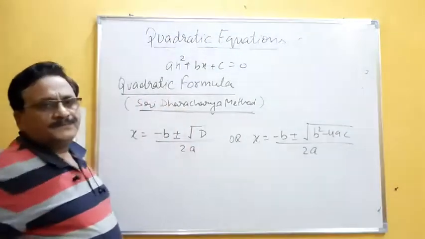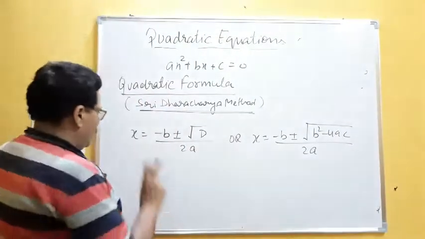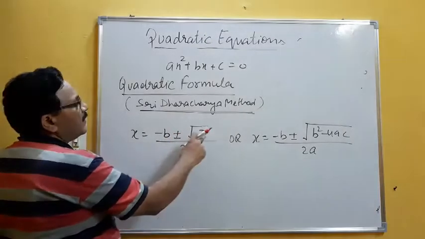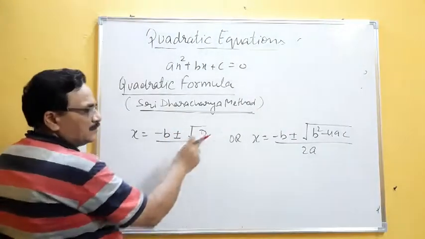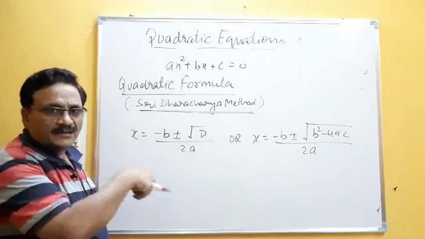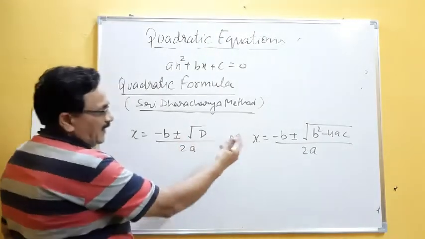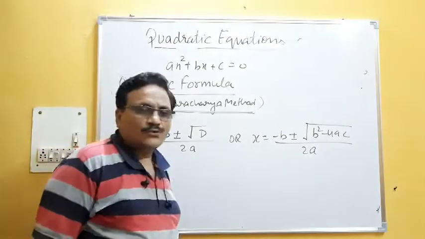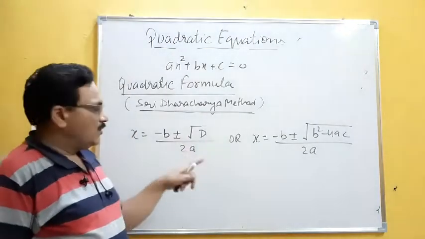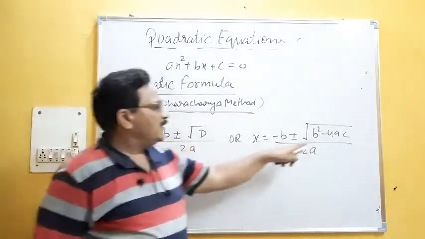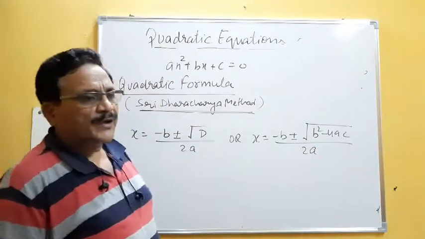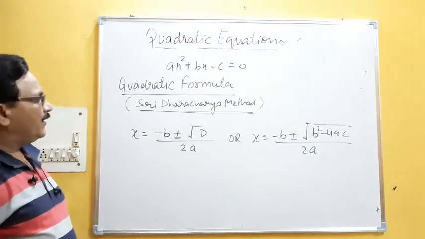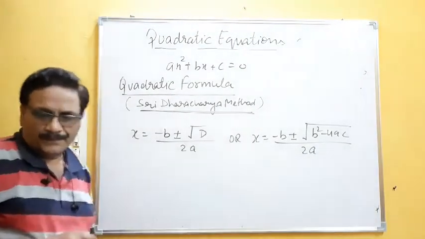The quadratic formula is very simple. You will calculate the value of x using x equal to minus b plus minus root D upon 2a, where D is the discriminant which you have already done. Or you can write x equal to minus b plus minus under root b square minus 4ac upon 2a. Both are the same. Only here I wrote D and you are writing the full form of D. After that, you will get the two solutions of x. First you note down this formula, please.